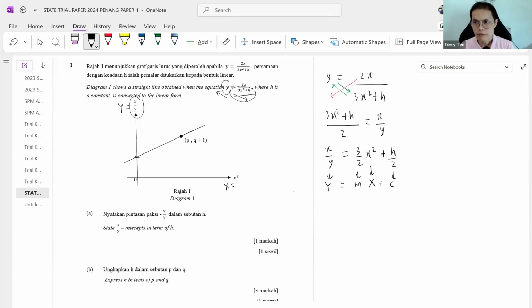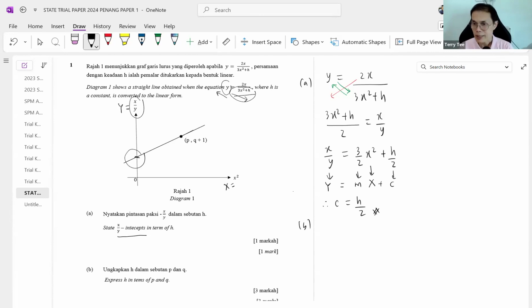So when you convert to linear form, you can see C represents your y-intercept, which is what we're finding out. We're finding the x over y intercept, which means the y-intercept here in terms of h. So therefore, you can say that your C, or your x over y intercept, is just h over 2. Yep, I've got my part A done.